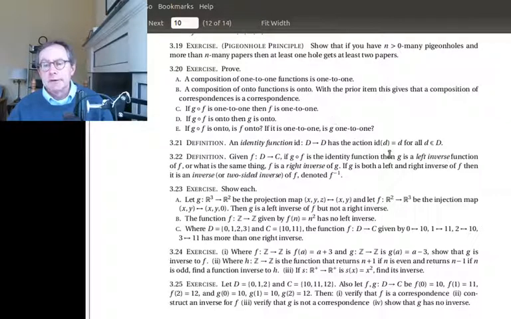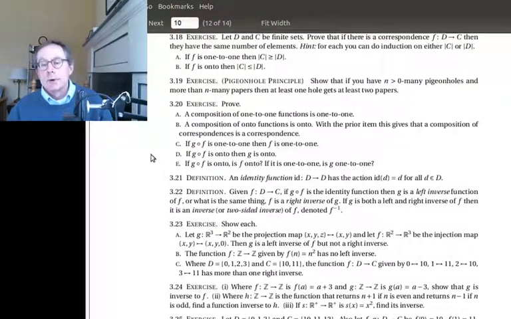Okay, anyway, 3.23a, let me see if I can bring it to a spot where I can read it. Come on, come to Papa. There we go. 3.23, I have a little trouble reading it on the screen here. 3.23a says, let G map R3 to R2 be the projection map that just takes x, y, z and projects it to x, y. So it squashes things down to the x, y plane. And let F from R2 to R3 be the injection map that goes from the xy plane to xy0. So it takes you from 2-dimensional space to 3-dimensional space. It's called injection map. And it says then G is a left inverse of F, but not a right inverse.